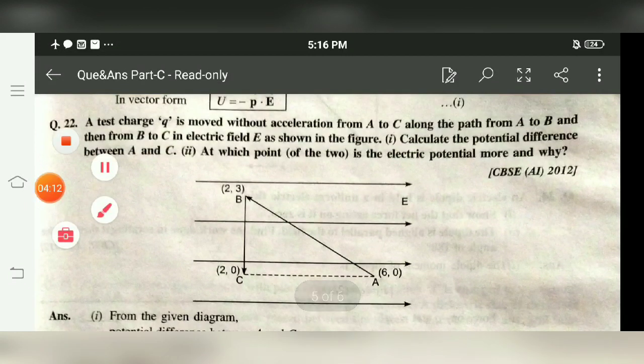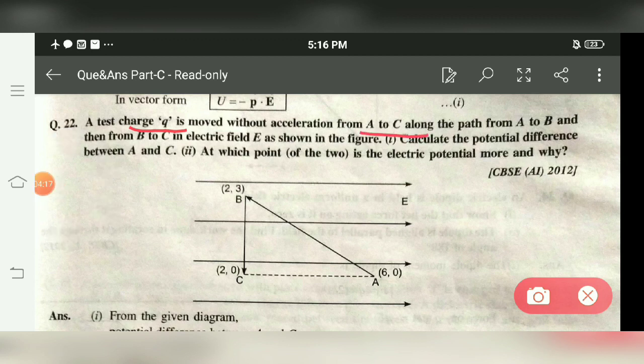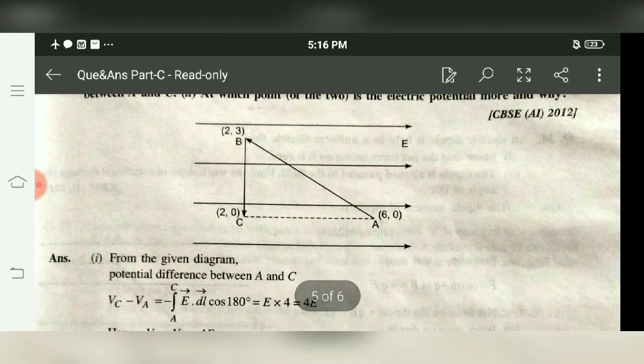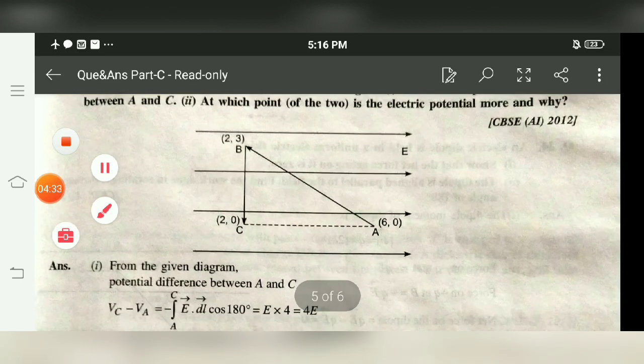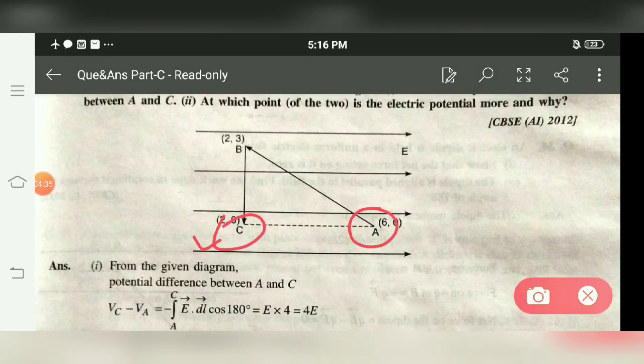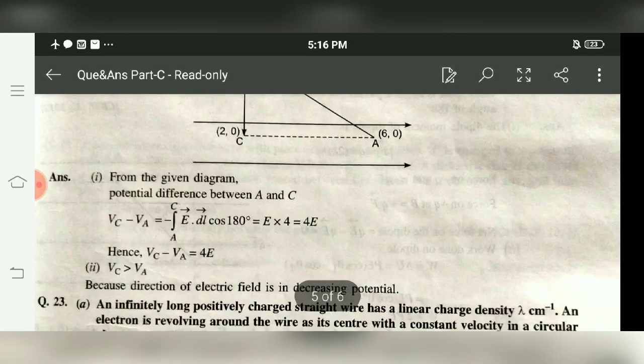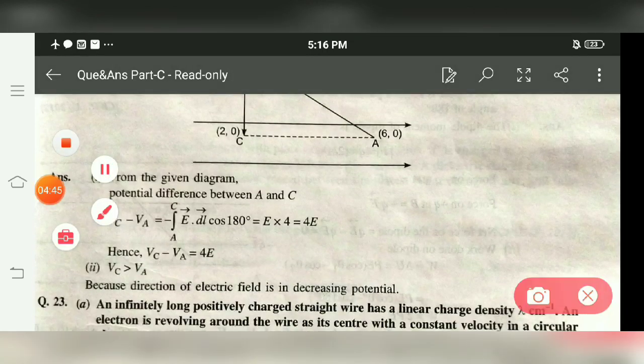Next question: a test charge Q is moved without acceleration from A to C along the path A to B, then from B to C. Calculate the potential difference between A and C, and at which point is electric potential more and why. So we have to just find the potential difference between A and C. C is at high potential, so we moved from A to C, so the potential difference is VC minus VA, or the potential difference is equal to E dot dl.